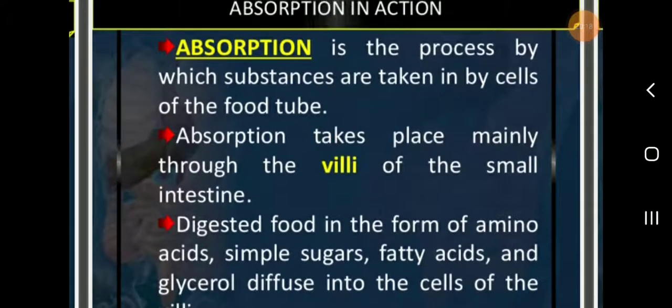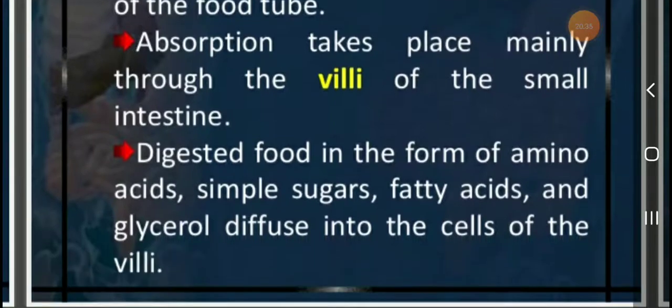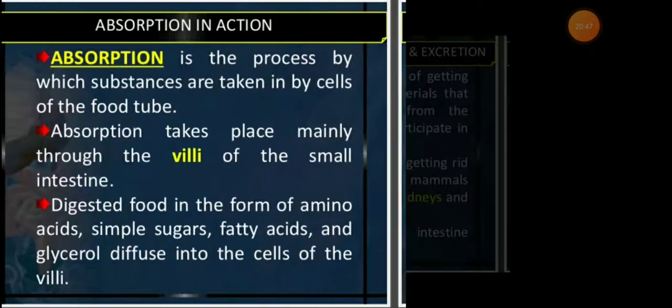Next students, absorption. We already learned absorption. It is the process by which substances are taken in by cells of the food tube. Absorption takes place mainly through the villi of the small intestine. Digested food in the form of amino acids, simple sugars, fatty acids, and glycerol diffuses into the cells of the villi.